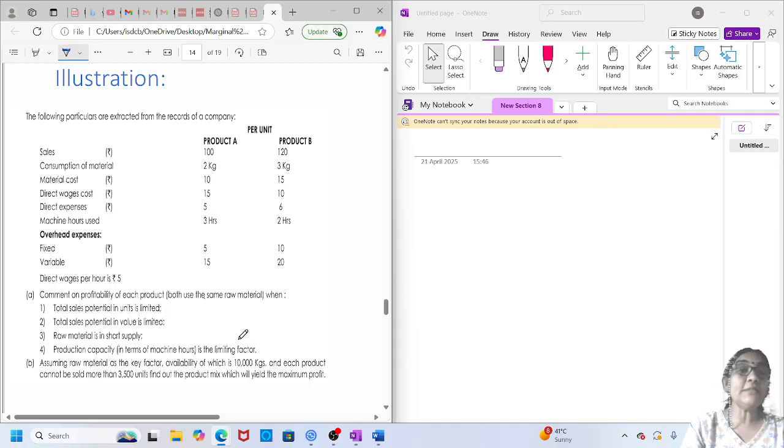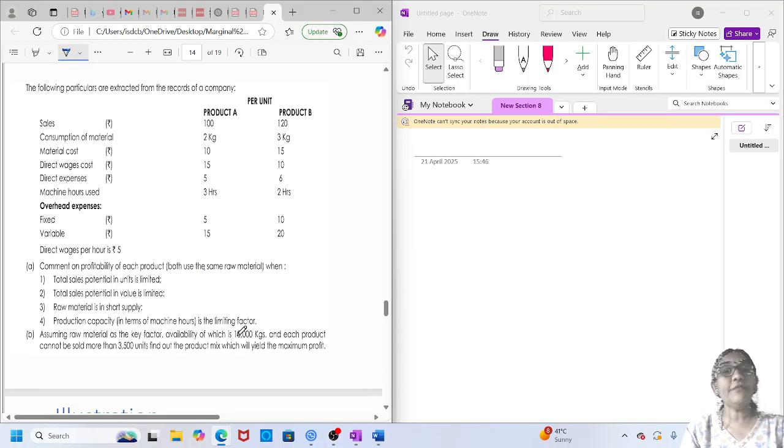The following particulars are extracted from the records of a company per unit. So product A and product B. Sales, consumption of material, material cost, direct wages, direct expenses, machine hours used, overhead expenses, fixed and variable are given to us. Direct wages per hour is 5 rupees. Comment on the profitability of each product. Both use the same raw material.